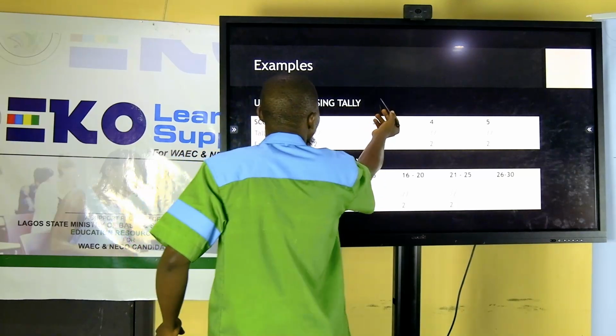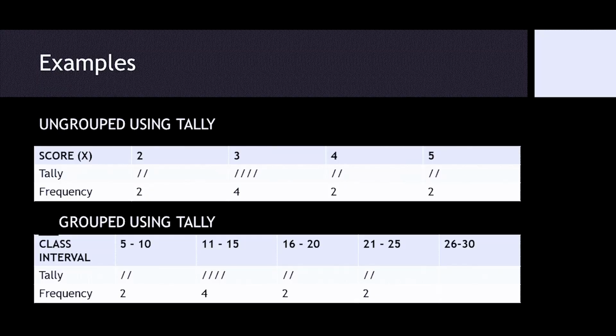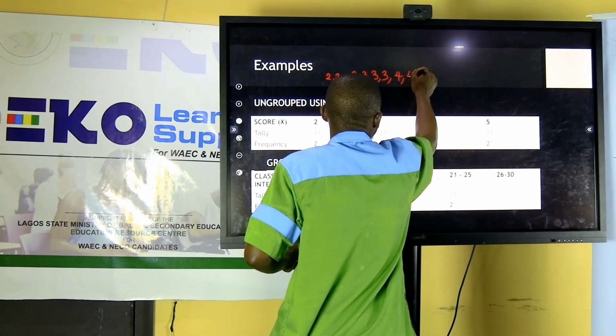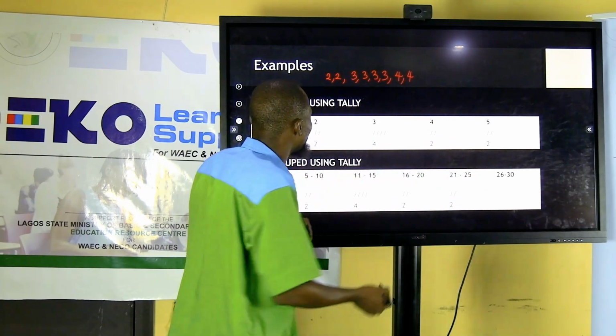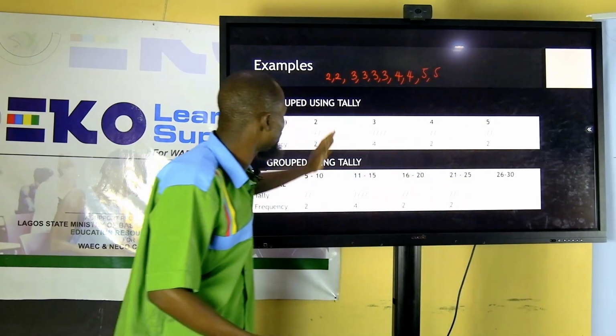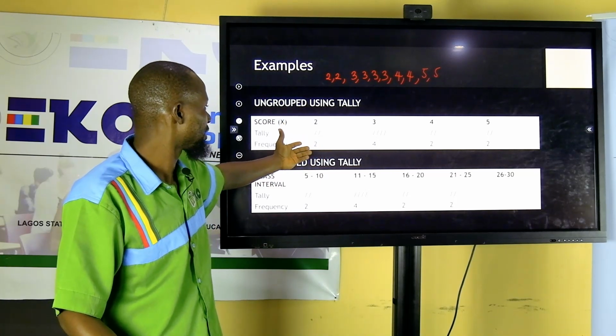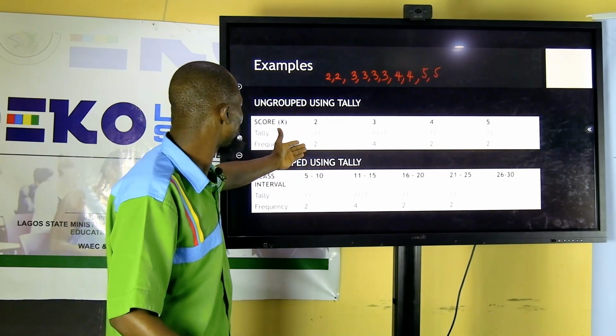So if it is just a raw table, it could just be like 2, 2. 3 occurred 4 times, so 3, 3, 3, 3. And 4 occurred 2 times, so this is 4, 4. And then 5 occurred 2 times, 5, 5. So it means this raw table is what I've presented in this manner. I hope you see that. So 2 occurred 2 times.